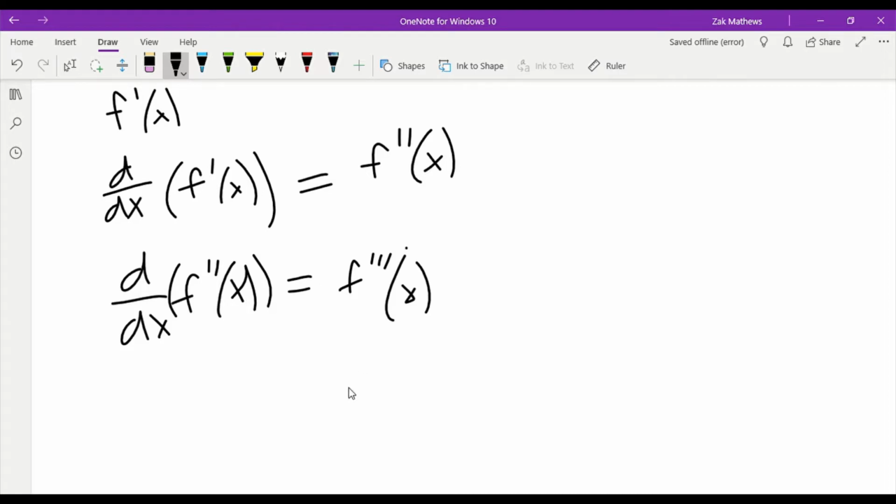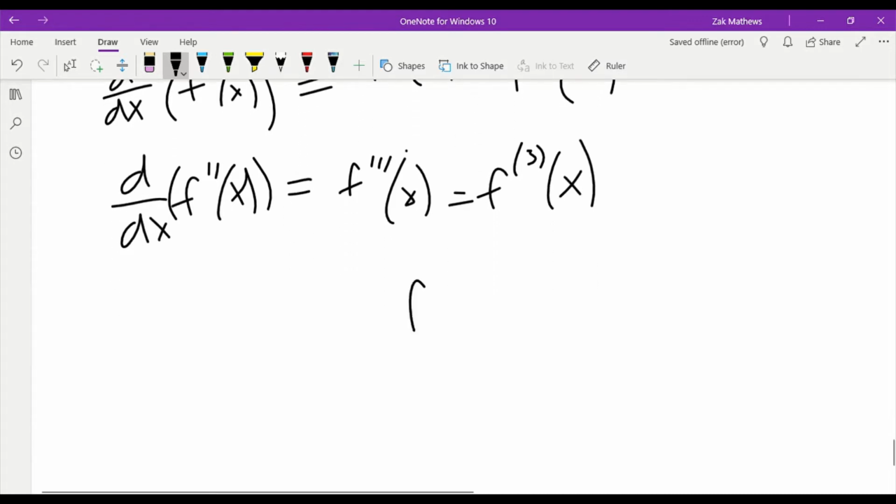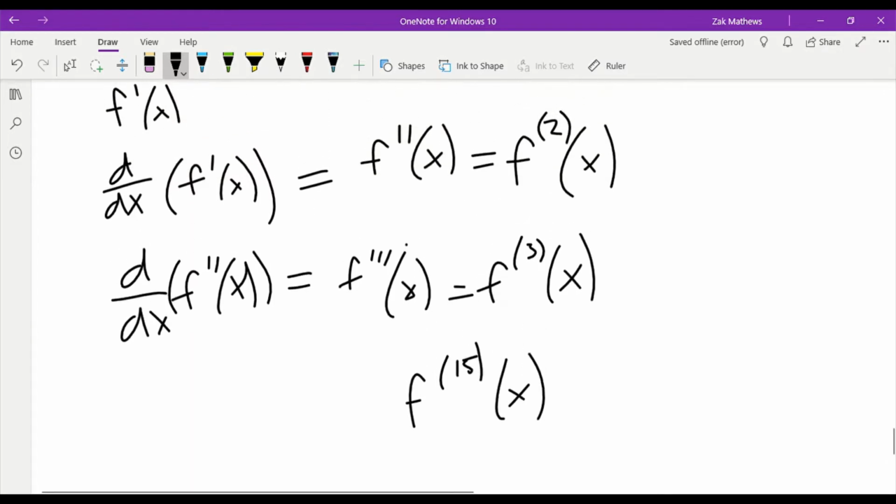So what we can do too is represent the derivative by putting what looks to be an exponent on that function, but I'm going to put it in parentheses. So f in parentheses 2 of x or f in parentheses 3 of x. What that is indicating is the derivative that I'm taking. So if I write f in parentheses 15 of x, then that's indicating that that is the 15th derivative.